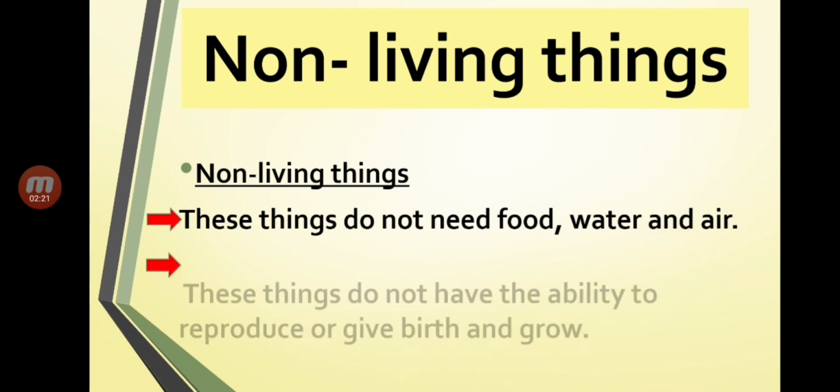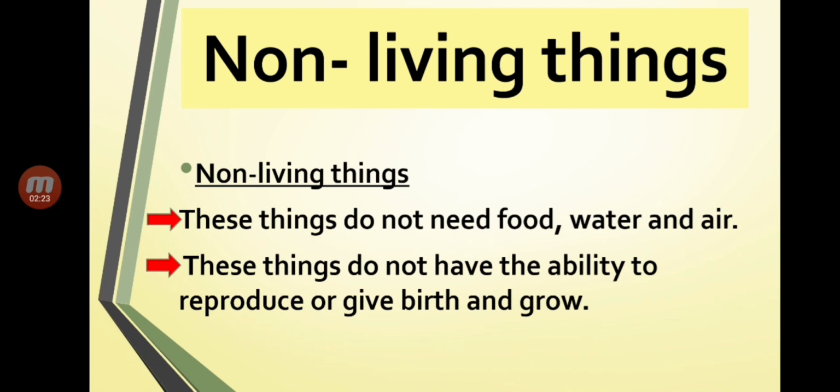And the other one is, these things do not have the ability to reproduce or give birth and grow. It means non-living things do not have the ability to reproduce. They cannot make other non-living things on their own. They cannot give birth. They cannot grow also. So they are called non-living things.